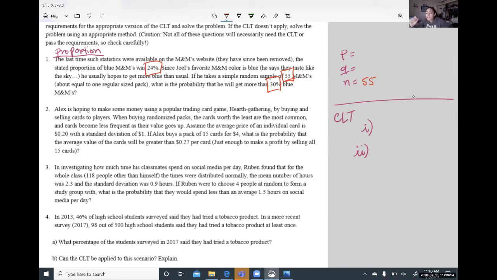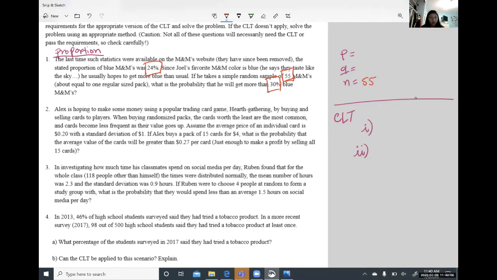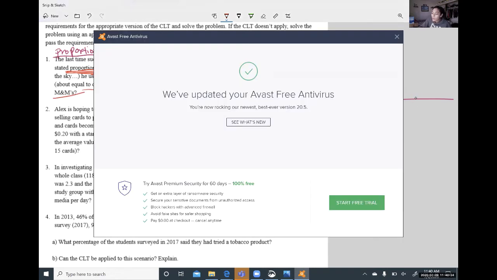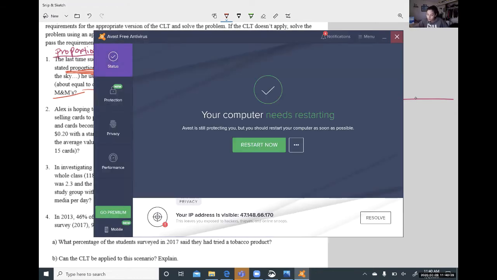Now, which one do you think it's P? Do you think it's 24% or 30%? P, by the way, is the population proportion. 24%, yes. And so they tell us here, we have the proportion is this. This number that they give us down here, more than 30%, that's just relating to a question they're asking us right here: what is the probability that it'll be more than 30%, right? So that's what we're trying to solve later on. Okay.